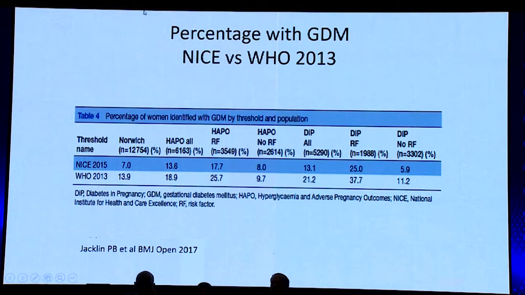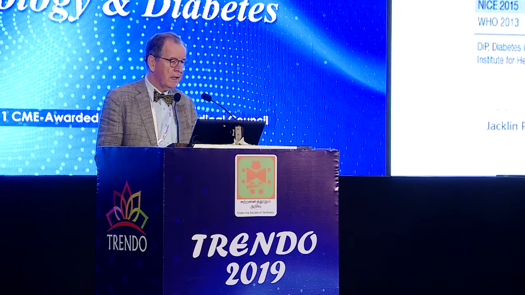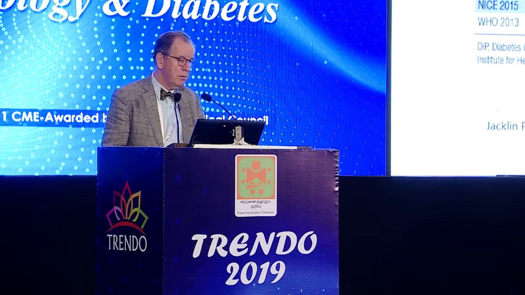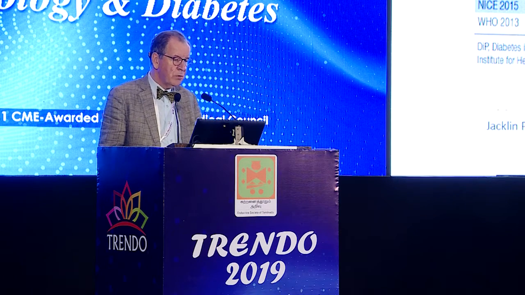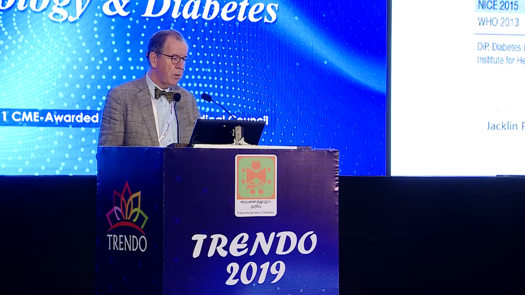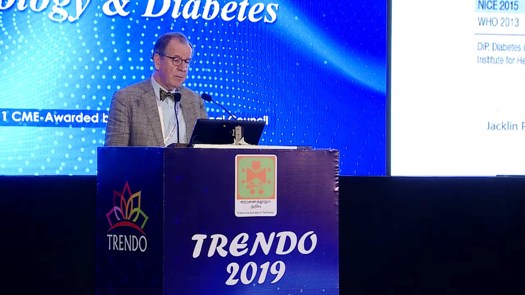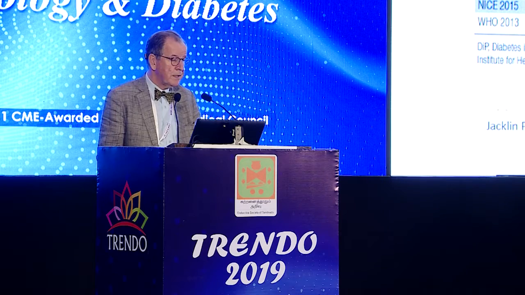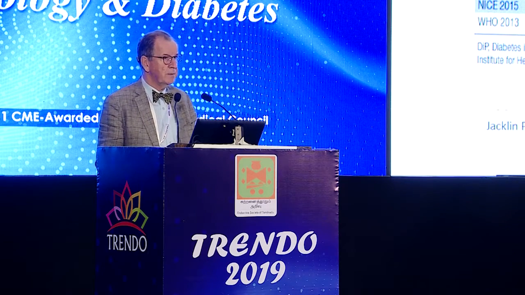And what I want to do here is explain to you what happens in our BMJ modelling in our three populations. So here we've got Norwich, we've got the HAPO, and we've got HAPO with risk factors as defined by NICE for gestational diabetes, and those without any risk factors, or the entire population. Then we've got the Atlantic DIP population, which is the entire population, those with risk factors and those without. As I told you already, the Norwich group already were selected because they had NICE defined risk factors.